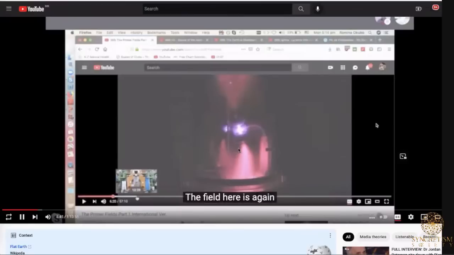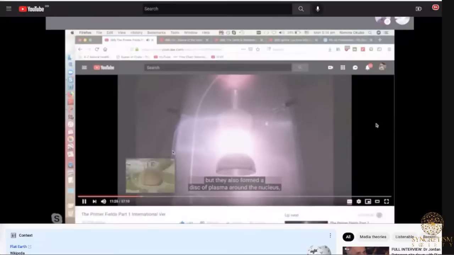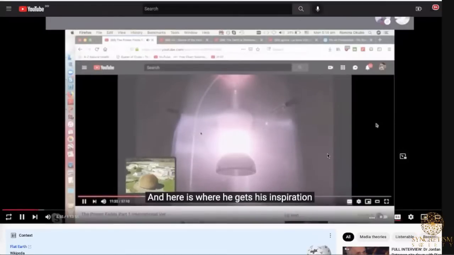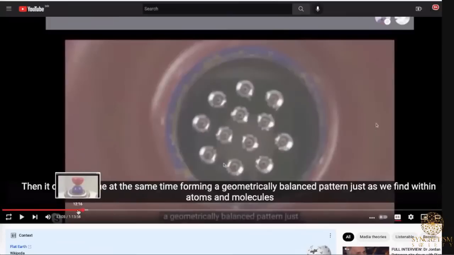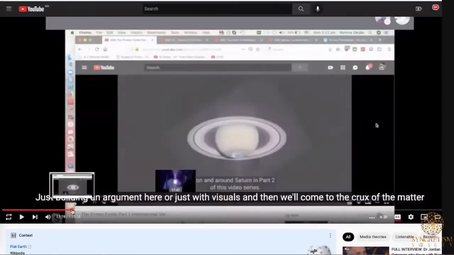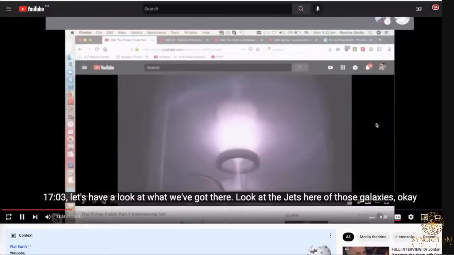Each other to manipulate the field. Here he is again. But they also formed a disk of plasma around the nucleus, as well as ejection jets along the axis. And here is where he gets his inspiration. Okay, so we just saw how he did it with plasma in the laboratory. Now he's going to do it a different way. Let's have a look at this. Saturn, come to the crux again, there's matter, the plane of inertia. 1703. Let's have a look at what we got there.